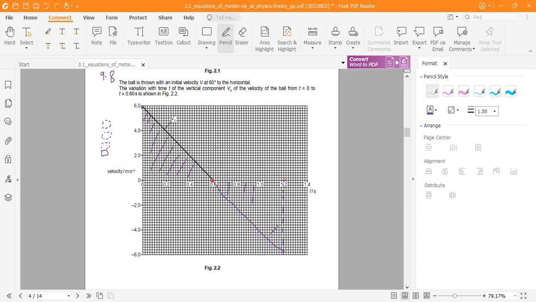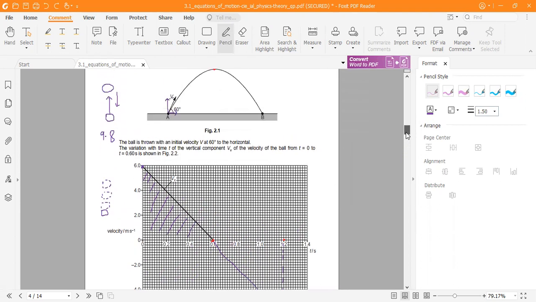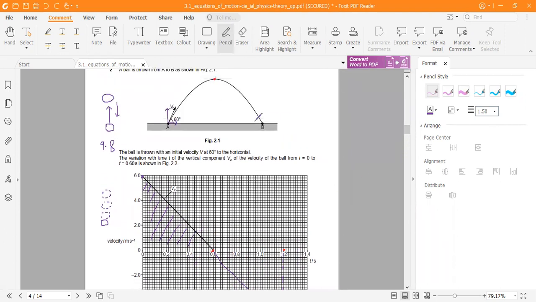Why? Because this is negative. This area will come out to be negative because your velocity is negative over here. When you find the negative area, this area will cancel out this area. And that makes sense, because this area tells you how far the ball is from its original position.